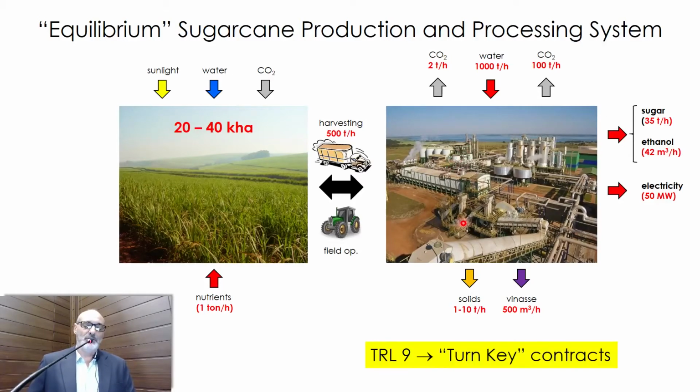Here in Brazil, first generation is already TRL 9 because it's been done for the last 50 years. So we have what we call turnkey contracts, and we know even how much it's going to cost. A sugar mill like this costs something around $200 million, which is, I don't know, the cost of two A300s or half a Boeing 747, $400 million, Boeing 747.